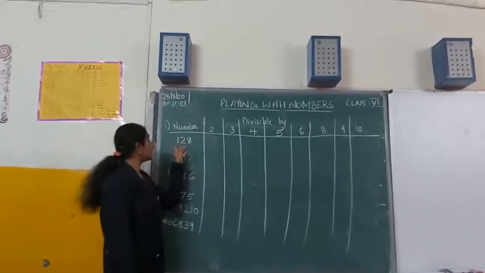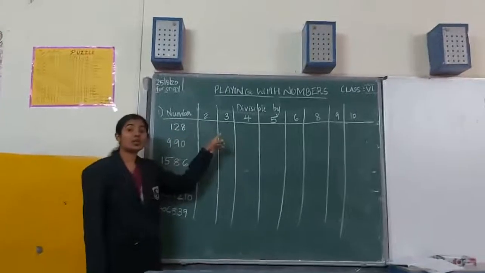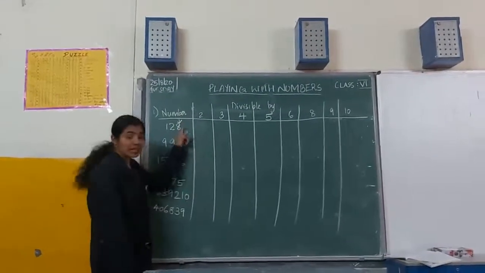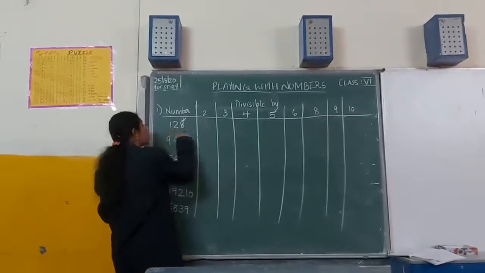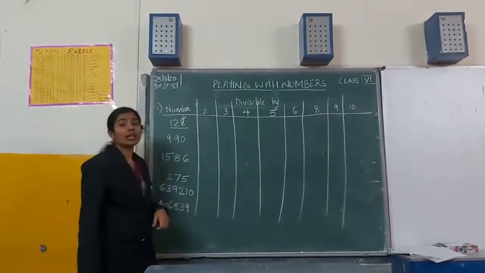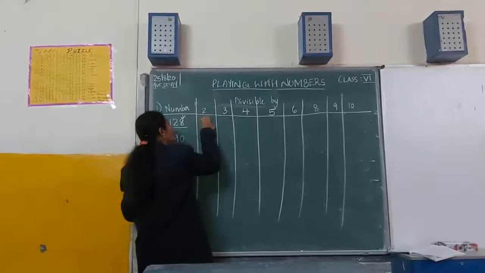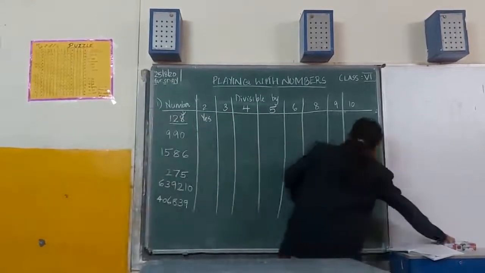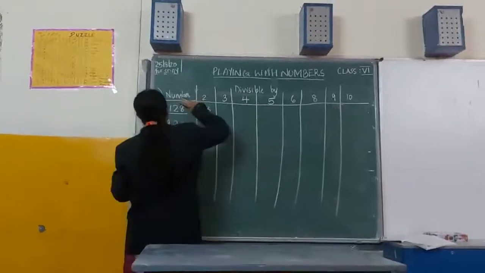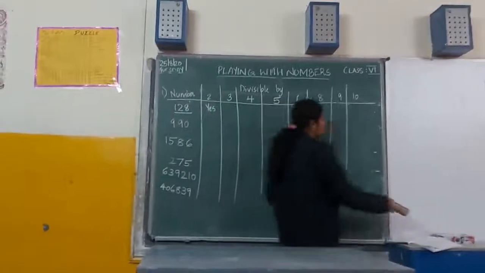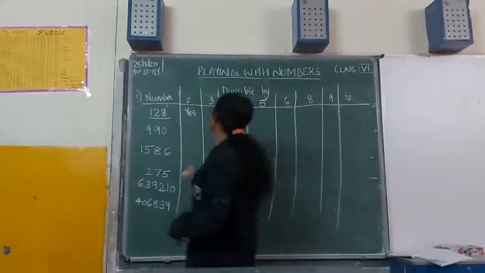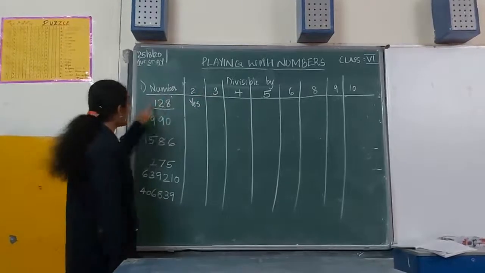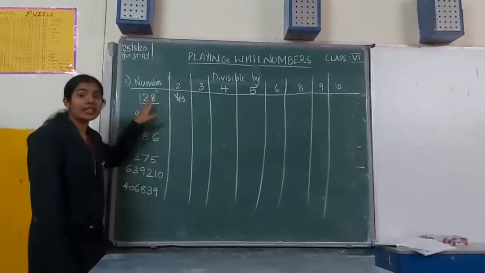How can we say this number 128 is divisible by 2? See the last digit, that is 8. So we can say this given number is divisible by 2. So this one, yes, it is divisible by 2. Next, using the same number, you want to check the divisibility by 3. How to check the divisibility by 3? By adding all the digits of that number.